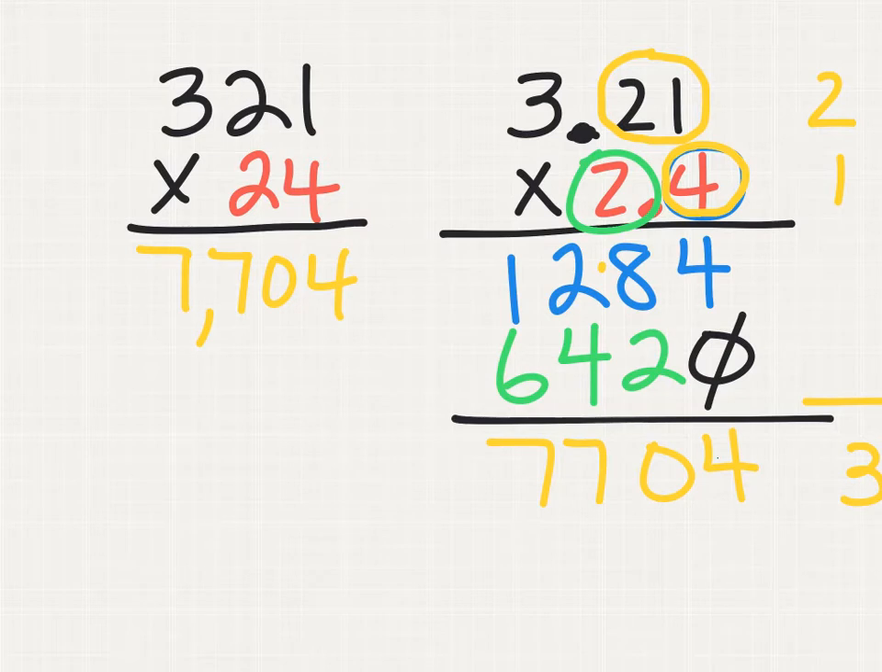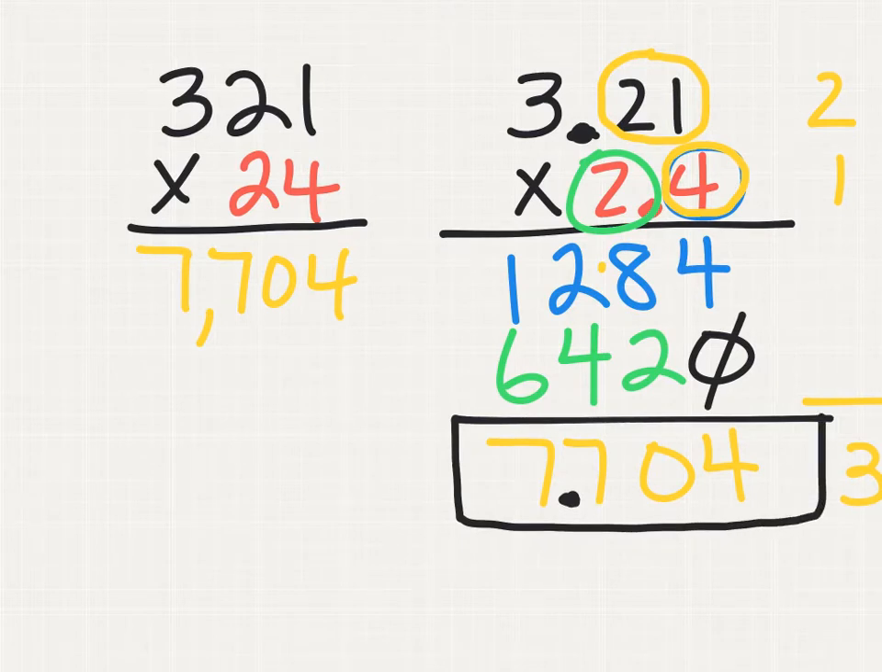So in order to have the correct product, I must place a decimal here so that the numbers 7, 0, and 4 follow the decimal. I now have 3 numbers to the right of my decimal, which tells me the product of 3.21 times 2.4 is 7.704, or 7 and 704 thousandths.